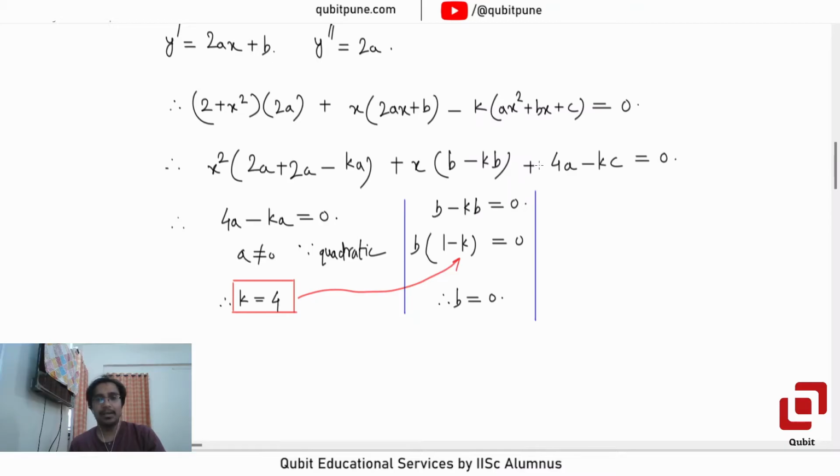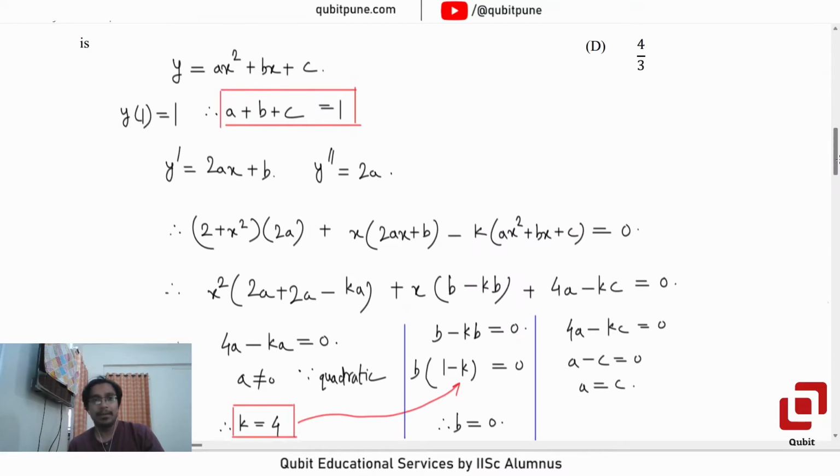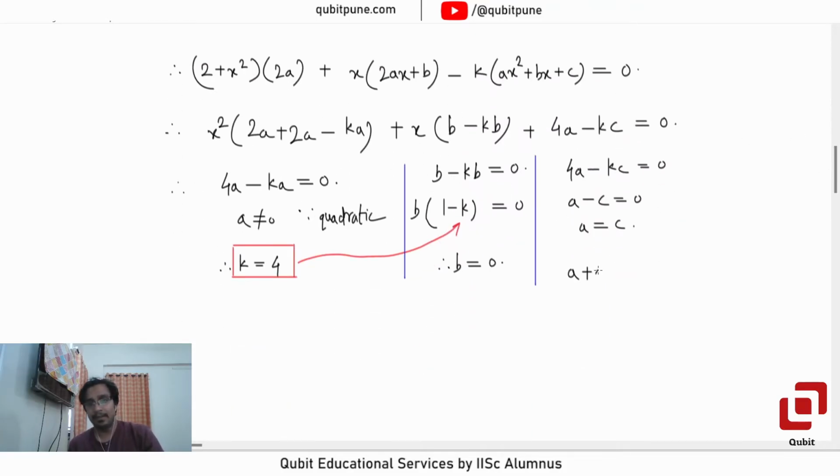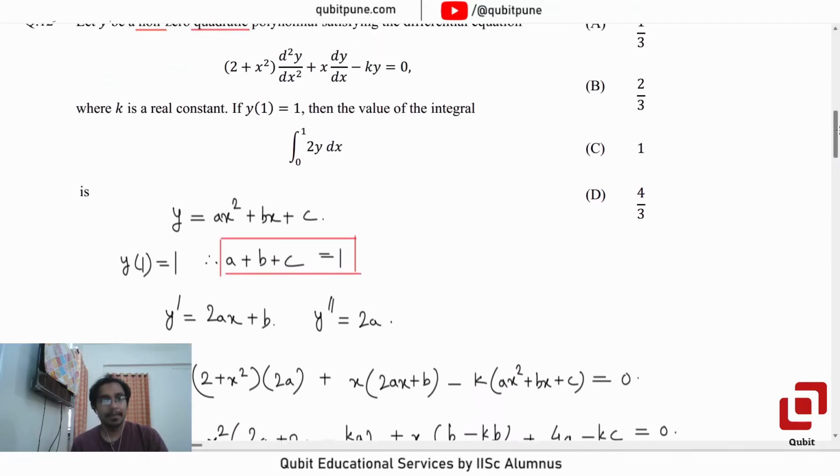Now let us come to the third one, equating the constant term to 0. K is equal to 4, so a minus c equals 0, a equals c. Go to the data, the first one, a plus b plus c equal to 1, b is 0, so a plus c equal to 1. Therefore both a and c will be individually equal to half because they are the same. A is equal to c and their sum is 1, so they should be 1 by 2.